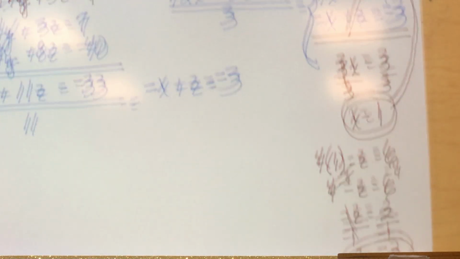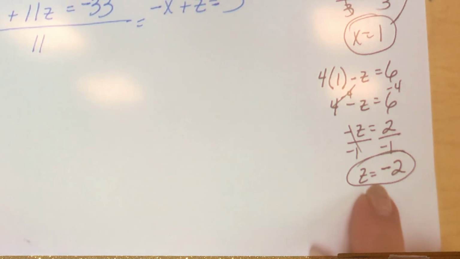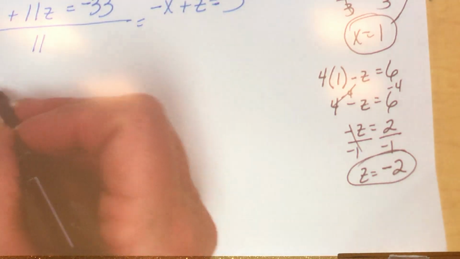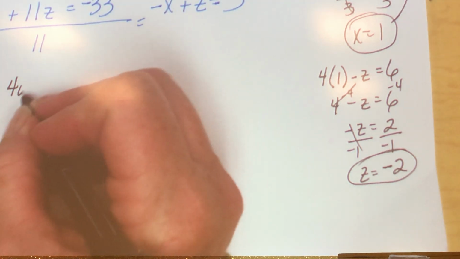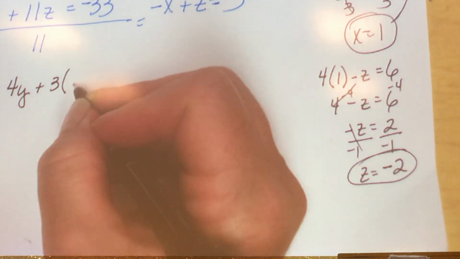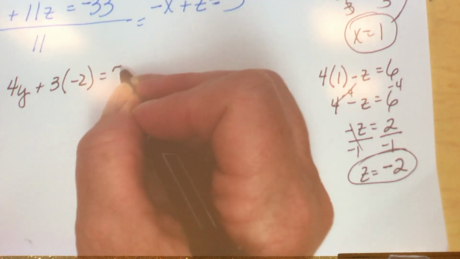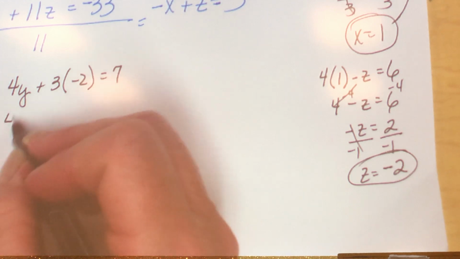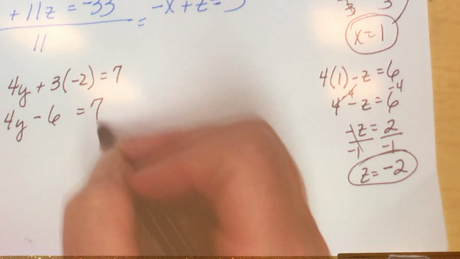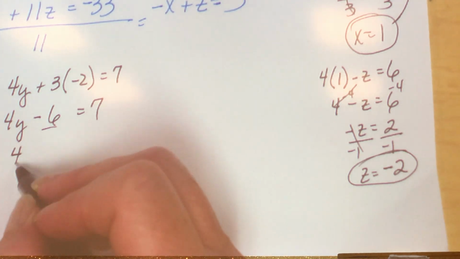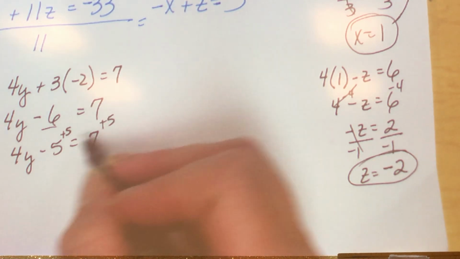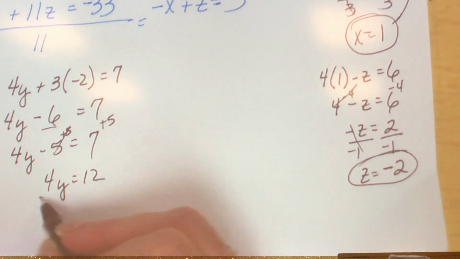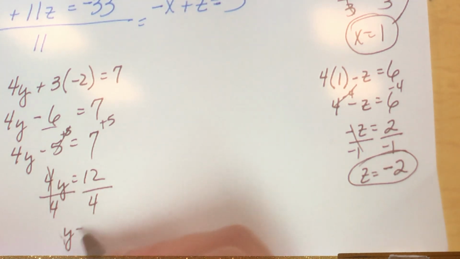Now I'm gonna take these two guys and do what to them? Plug them into the original, any one of these. Who do y'all want? 1, 2, or 3? 3. Okay, so the top one is x is 1, plus, I don't know what y is, I'm trying to find him, plus 3 times z is negative 2 equals 7. So 1 plus 4y minus 6 equals 7? What's 1 minus 6? Negative 5. And then you add 5. 4y is 12, and then y equals 3.